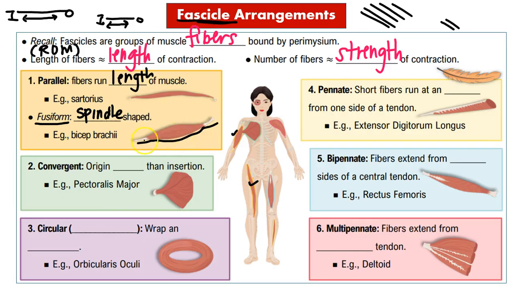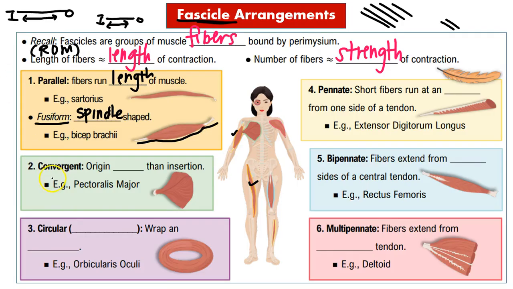So the length of the fiber is still going to be the same, right? They're going to be very long, so that means you're going to have a good long contraction, but the number of fibers can increase because we have that fatter area in the spindle here. And because of that, it's going to pack more force. So this one is kind of both, right? Yes, you have a long fiber length, but also because you have that wider, fatter portion of the spindle shape, it can increase the number of fibers there and allow you to have more strength. Let's go ahead and get into convergent.